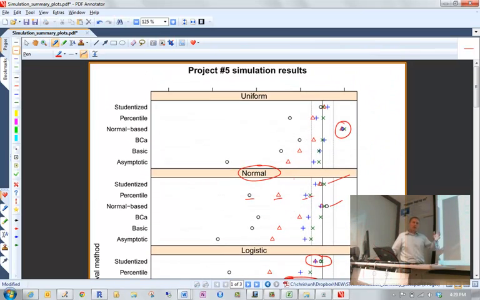Some other stuff that you can do with a plot like this: if I looked at just symmetric distributions, I could organize them by kurtosis. So the smallest kurtosis first, next kurtosis, next kurtosis, and you can look for trends across the plots to see if there's something happening. As you get fatter tails in the distributions, do you have a trend amongst the true confidence levels?